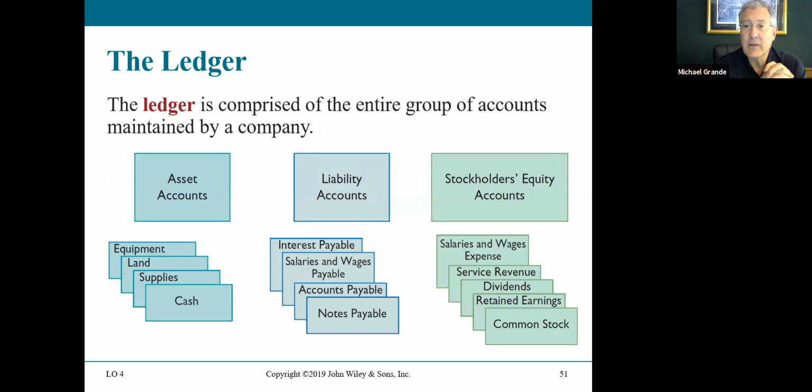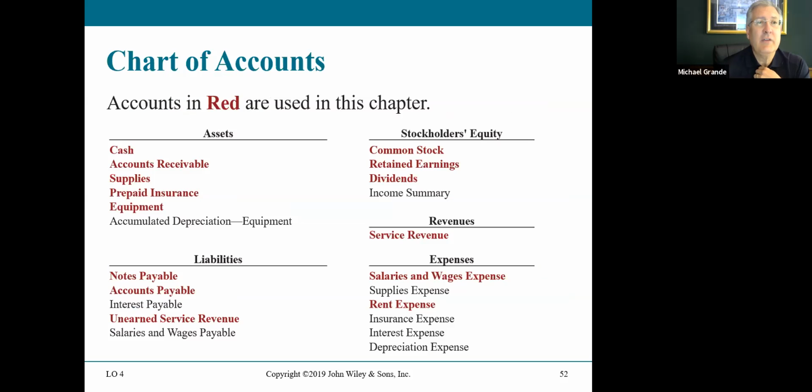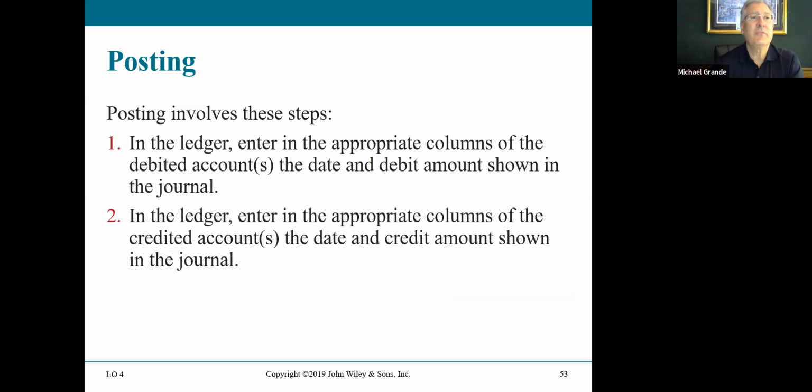And here are my equity accounts: various expenses, revenue accounts, dividends, common stock. Accounts in red are used in this chapter. So these are the ones that we're going to use, but there are still other ones out there. Posting involves these steps. In the ledger, enter in the appropriate columns of the debited accounts the date and debit amount shown in the journal. In the ledger, enter in the appropriate columns of the credited accounts the date and credit amount shown. So you've got your journal entries, and we're essentially going to post to the T accounts.